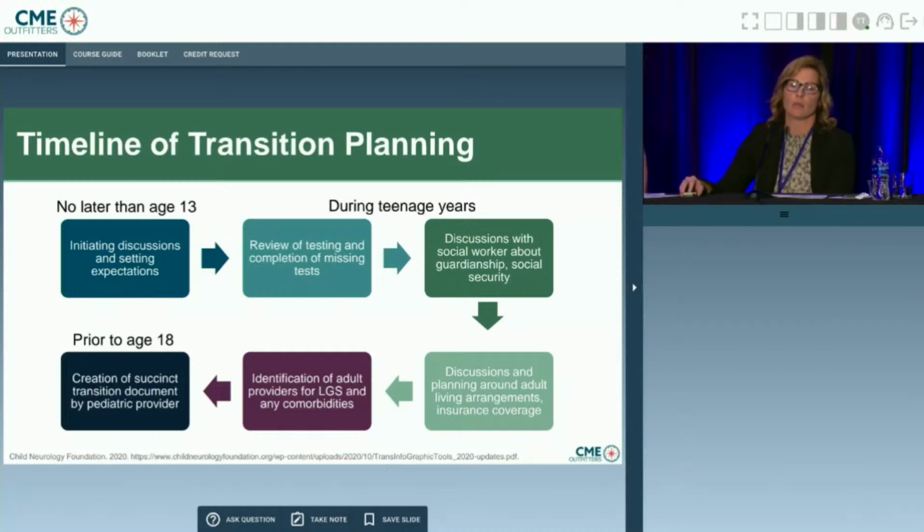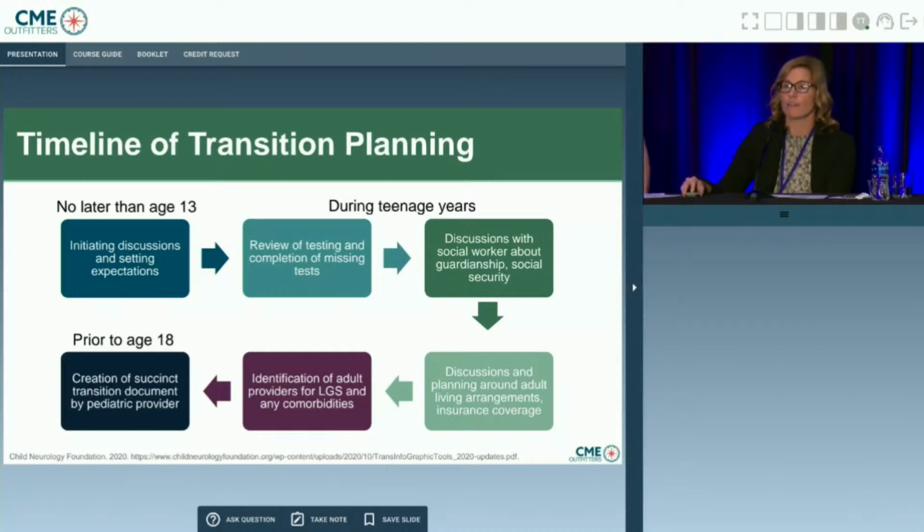Going over testing, making sure that you have a diagnosis in the pediatric center, making sure that you understand where you stand with their care. Then having conversations with social work about guardianship, Social Security. Does this person have capability to make their own decisions? Do they need a POA? There's a lot of discussions that need to happen that early so you can make those arrangements. Insurance coverage. And then you shift gears into identifying adult providers.